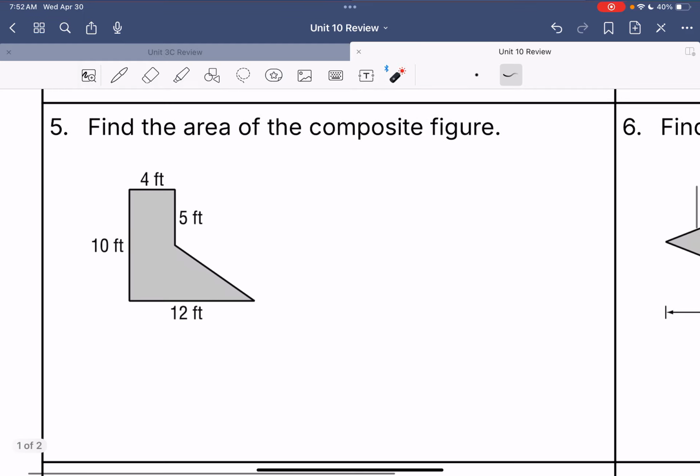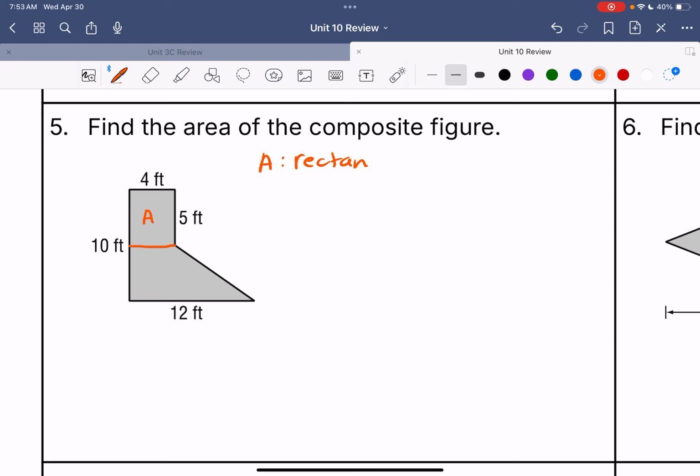Okay, number 5, find the area of the composite figure. So it doesn't have any dotted lines or anything like that, so you're going to have to figure out the two shapes to use on your own. To me, the easiest way to split this up is to cut it right here. So this shape on the top, so I'm going to label this A, that's a rectangle. So all I would have to do is base times height. So 4 times 5. And that gives me 20.